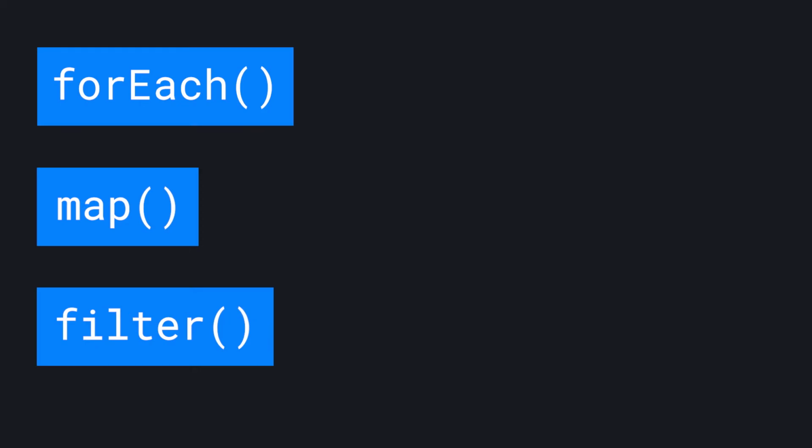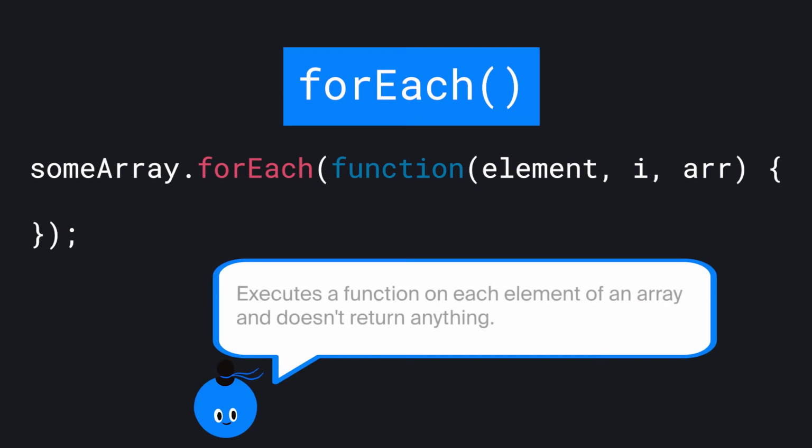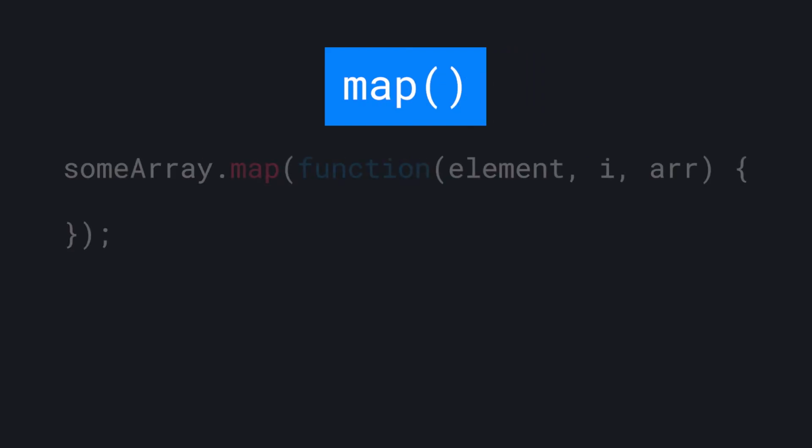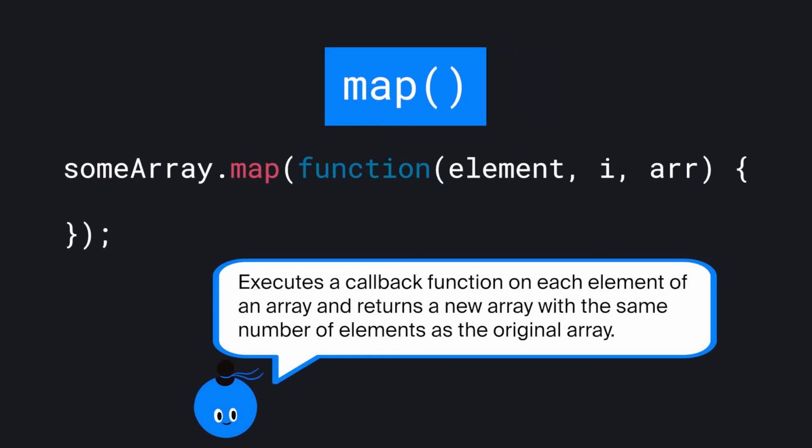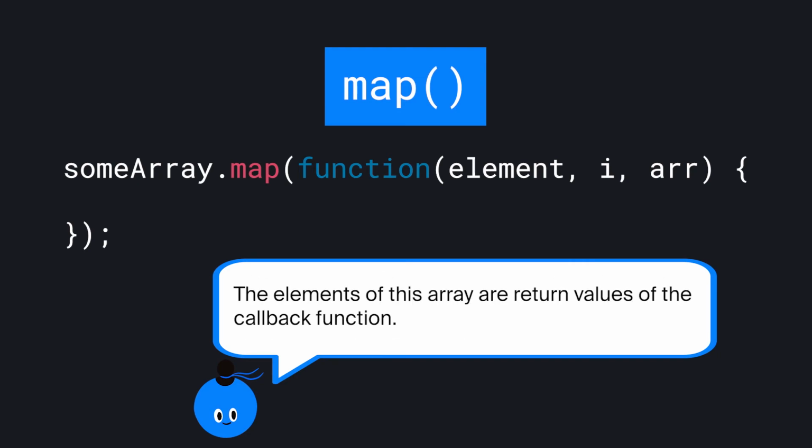In the last few lessons, you've learned how to use 3 methods for iterating over arrays. They have similar syntaxes and perform similar functions, so let's review them one more time to help you keep them straight in your head. First, we have the forEach method, which executes a function on each element of an array, but doesn't return anything. Next, we have the map method, which also executes a callback function on each element of an array, but returns a new array that has the same number of elements as the original array. And the elements of this array are the return values of the callback function.